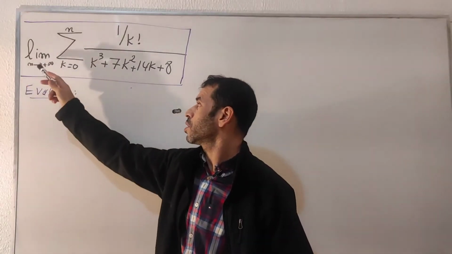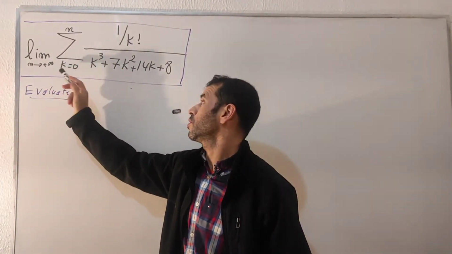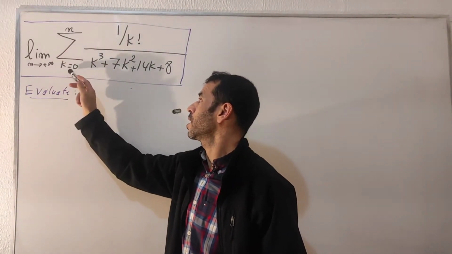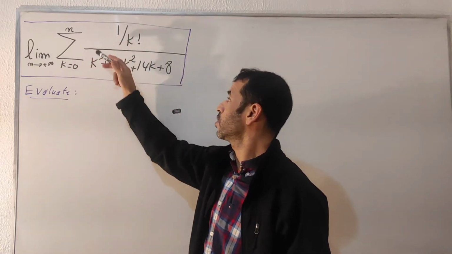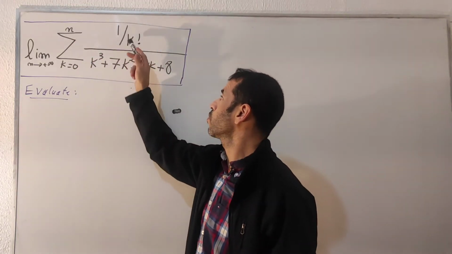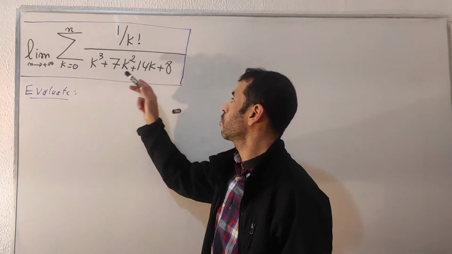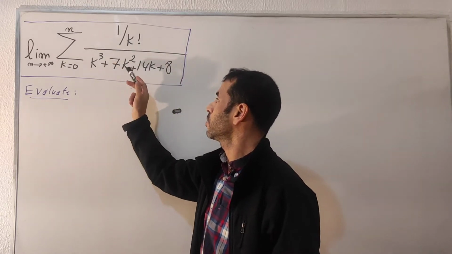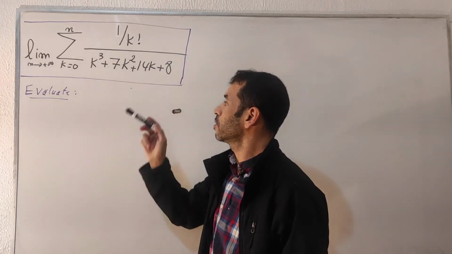We are going to evaluate the limit as n goes towards infinity of the sum as k goes from 0 to n of this quotient. We have 1 over k factorial all over k cubed plus 7k squared plus 14k plus 8.